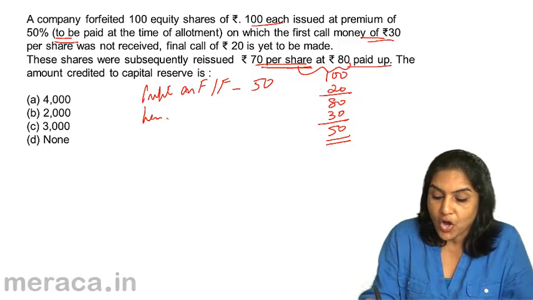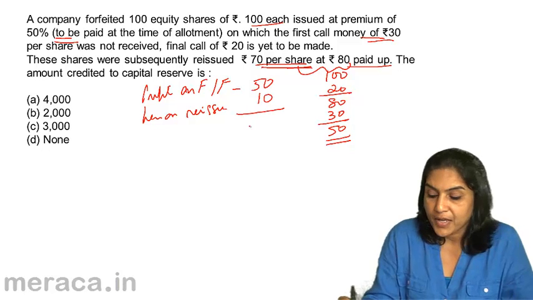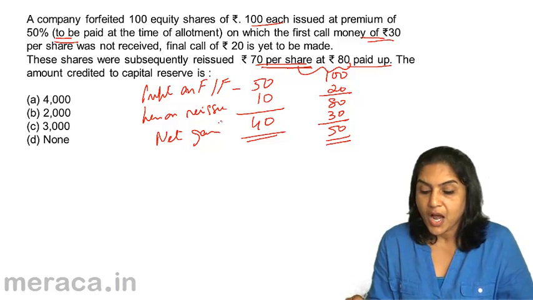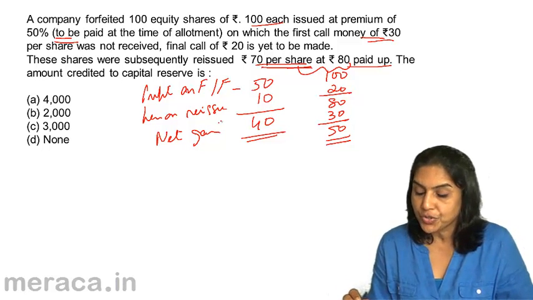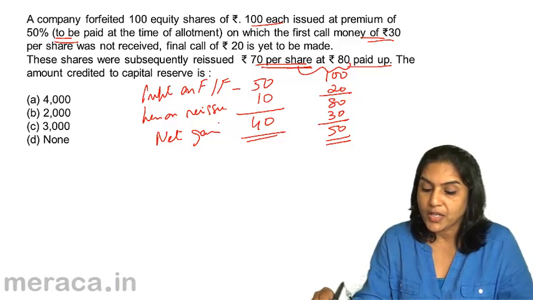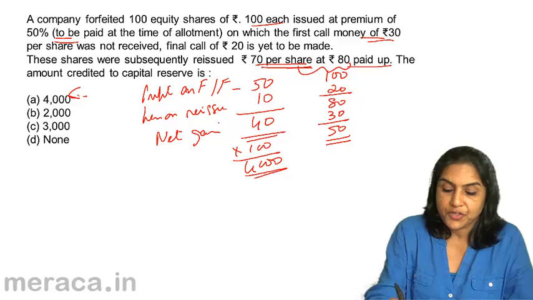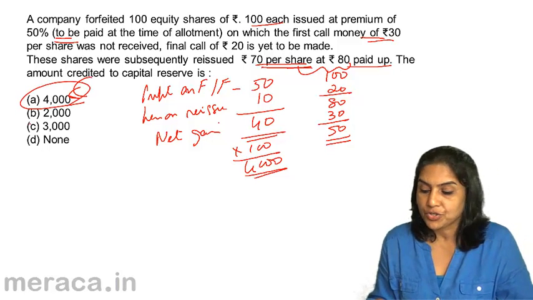So, what is the loss on reissue? It is rupees 10 per share. Therefore, the net gain is rupees 40 per share. How many shares were reissued? All the shares were reissued. Therefore, 40 into 100, 4,000 should be transferred to capital reserve. The answer should be A.